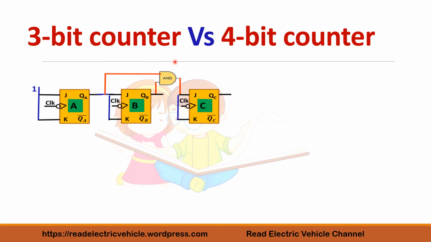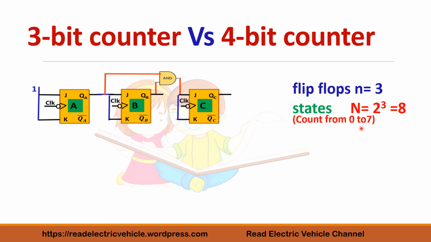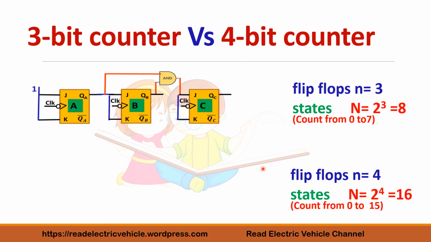So if you compare the 3-bit counter and 4-bit counter, the difference is this: you need 3 flip-flops for a 3-bit counter and you will get 8 states, which counts from 0 to 7. But for a 4-bit counter, you will need 4 flip-flops and you will get 16 states, and it counts from 0 to 15. You see the diagram, it is similar. Till the third flip-flop it is the same. When you add another flip-flop, you have to use one more AND gate. That's it.